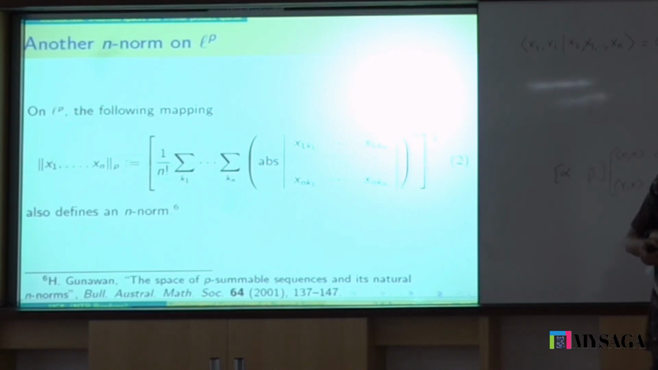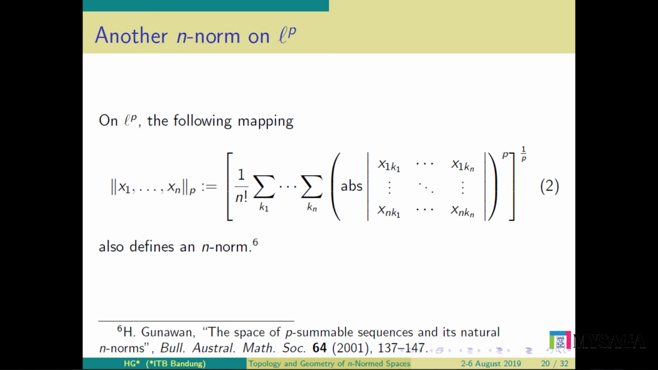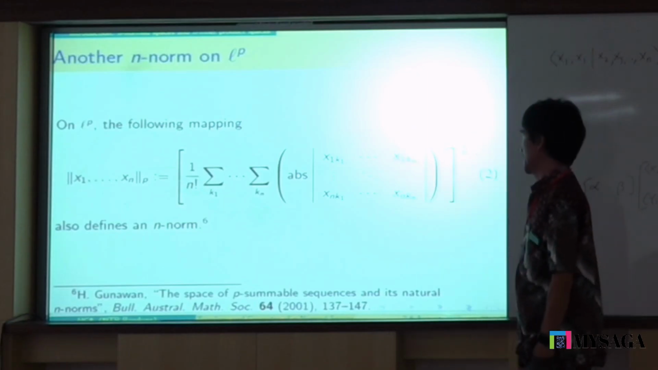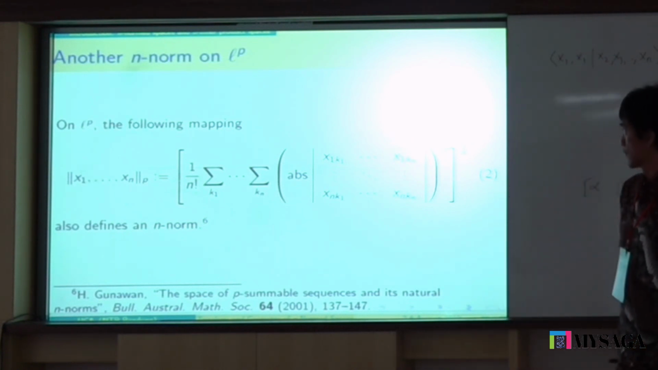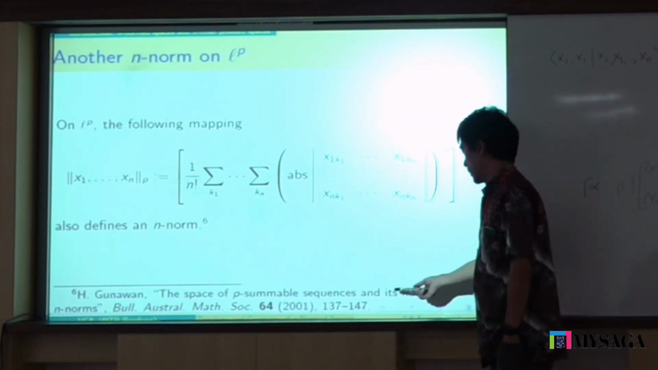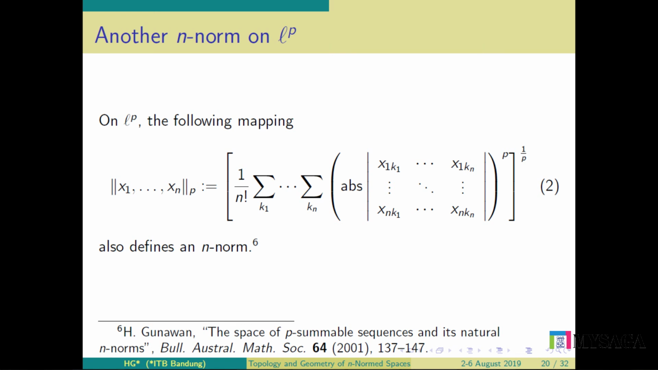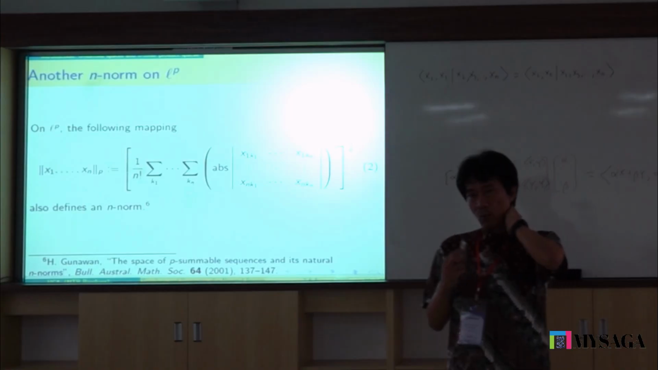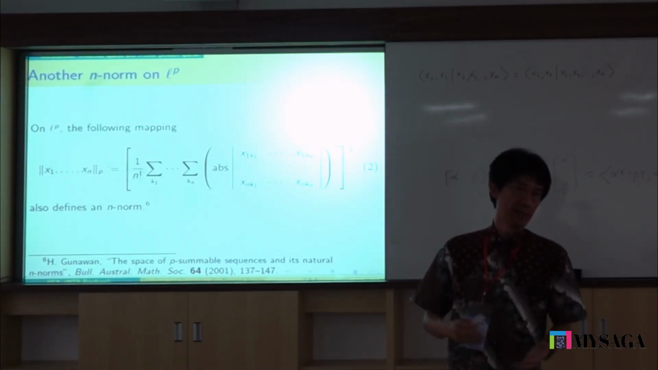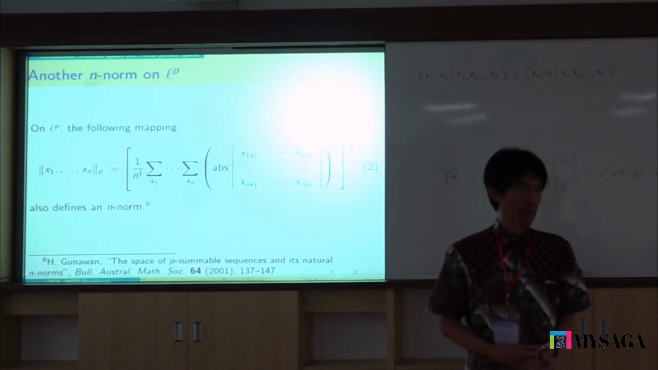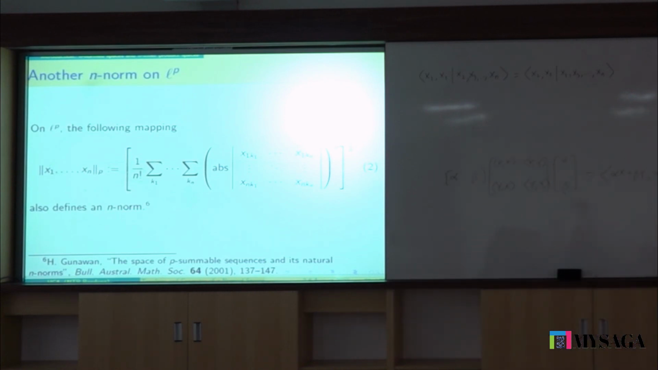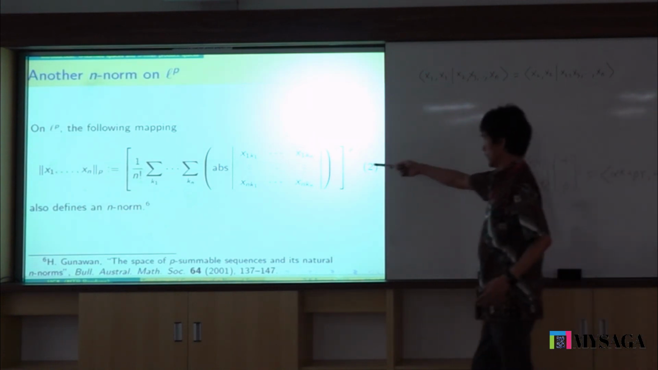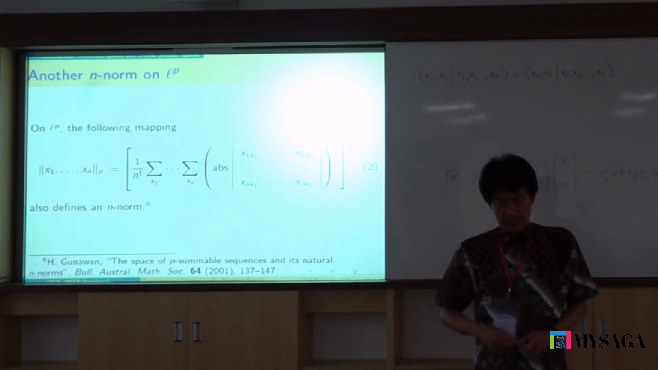There is another norm on LP. So this is for you who want to have an example of an n-norm. This expression also satisfies the n-norm properties. I wrote a paper about this in 2001, and of course you might ask, how did I get the idea? For p equals 2, L2 is an inner product space, and the dual of L2 is itself. So you know the sum is actually the inner product, and then the determinant like this.